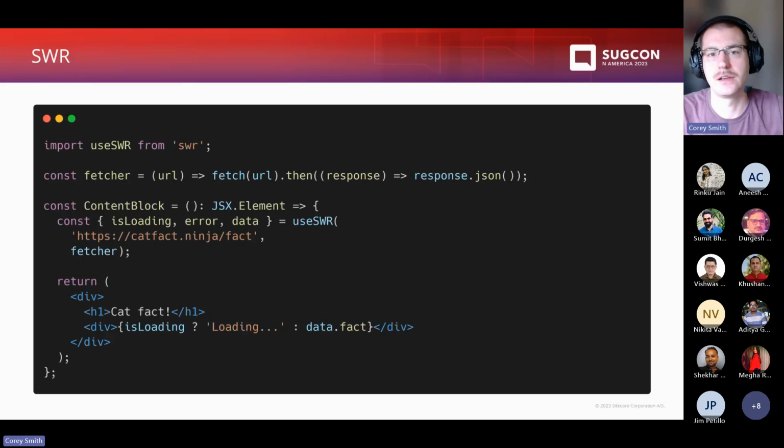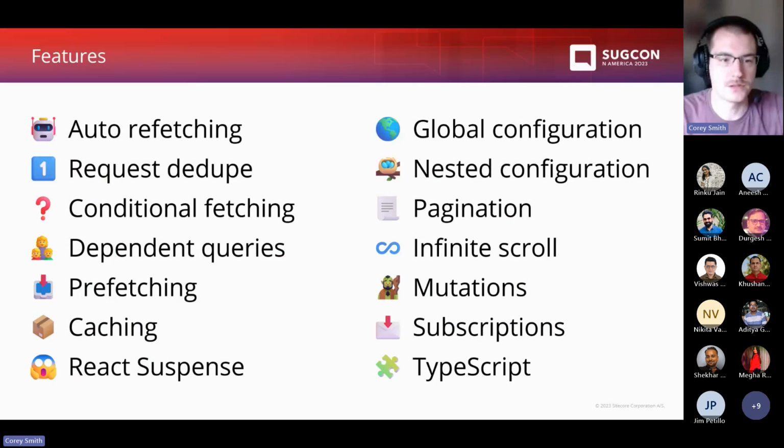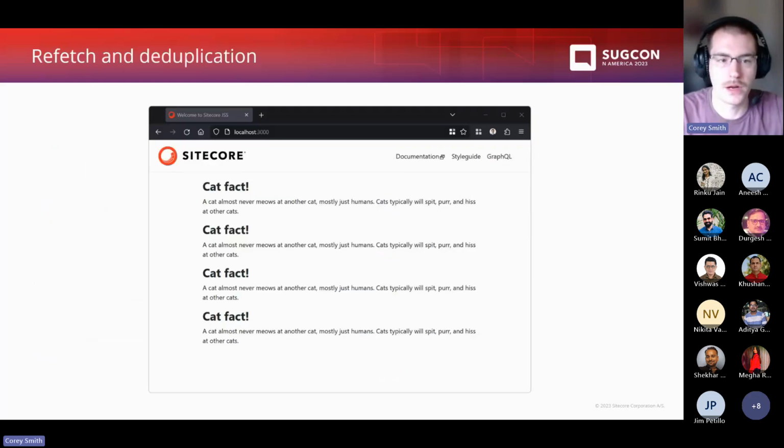But clean code is not the only reason to use SWR. It actually comes with a ton of features. Some of the major features that you get when you use SWR are auto refetching and request deduplication, which we're about to look at. SWR makes it really easy to set up queries that depend on each other. It supports caching, prefetching, pagination, and infinite scroll. And here we're going to look at two of those features in action.